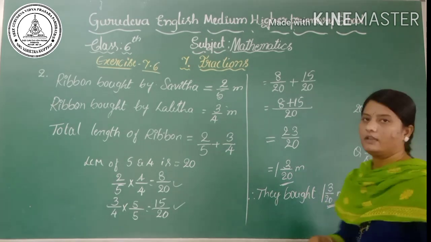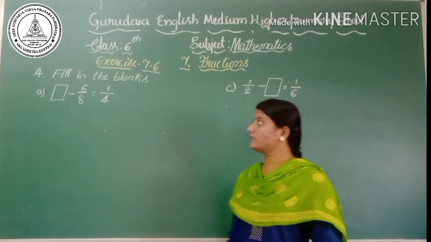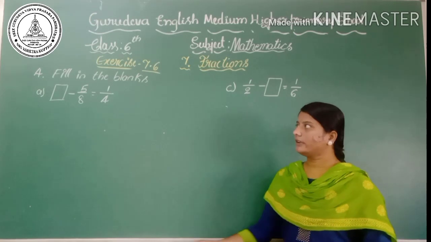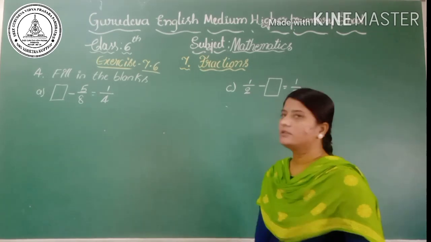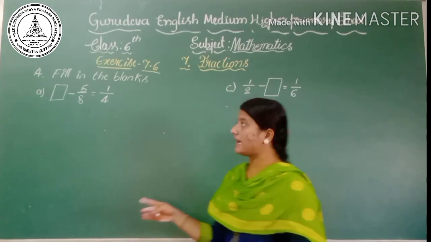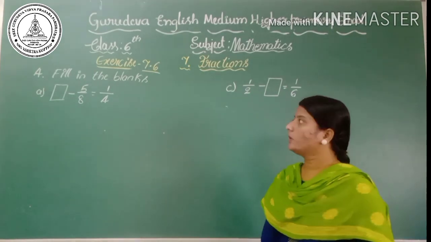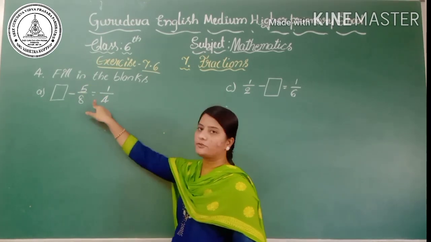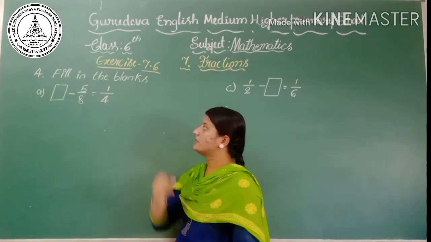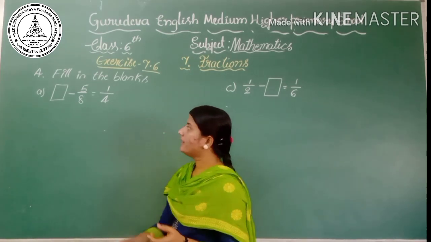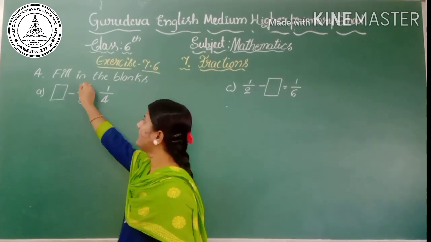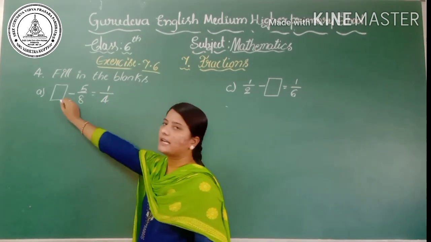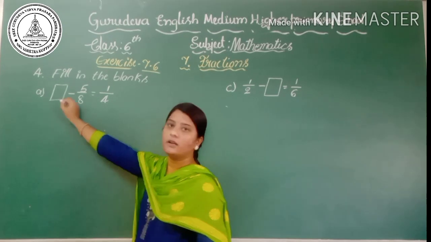Third question is very easy, the same as the second question, so you can do it on your own. Then I will take the fourth question. Fill in the blanks. Here they have given 3 problems. I have taken 2 different problems. The first one is blank minus 5 by 8 is equals to 1 by 4. So we have to find the fraction which is suitable for the blank.